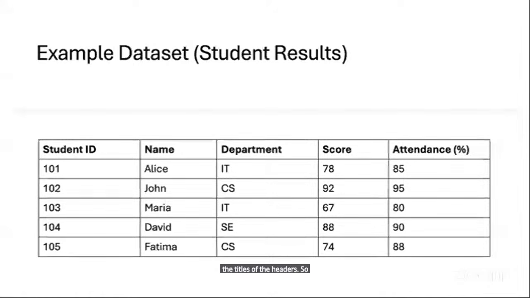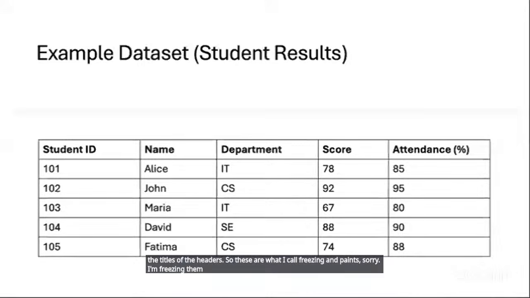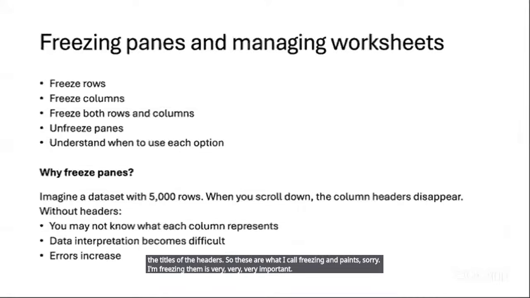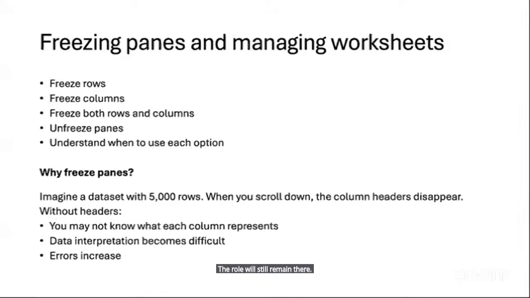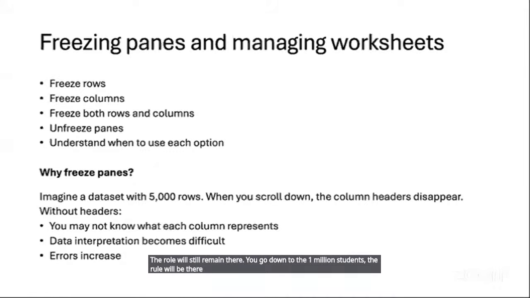So this is what I call freezing the panes, and freezing them is very, very important. Why? Once you freeze, when you scroll up or down, the row will still remain there. You go down to the 1 millionth student, the row will be there and you will still be seeing the headers.